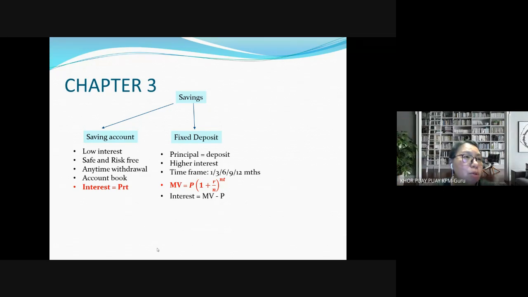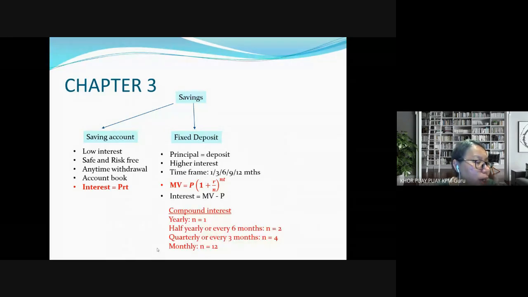If the question just asks you to count matured value, then you use MV. All right. So it depends on the question how you use the formula. Yes. Any question to ask?